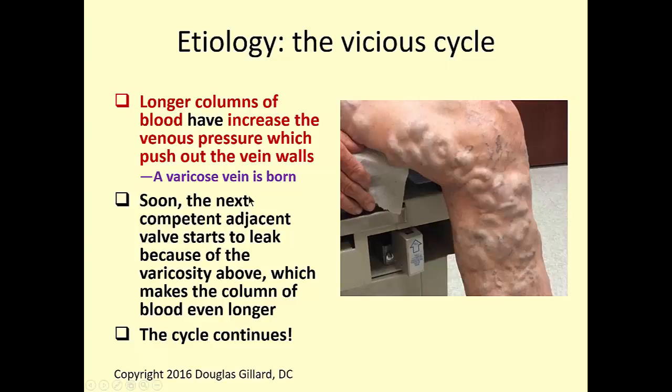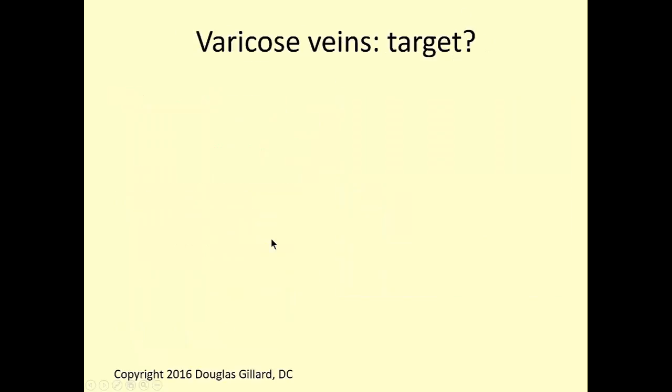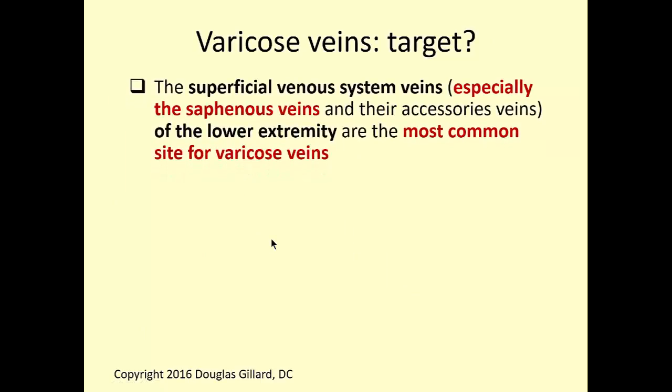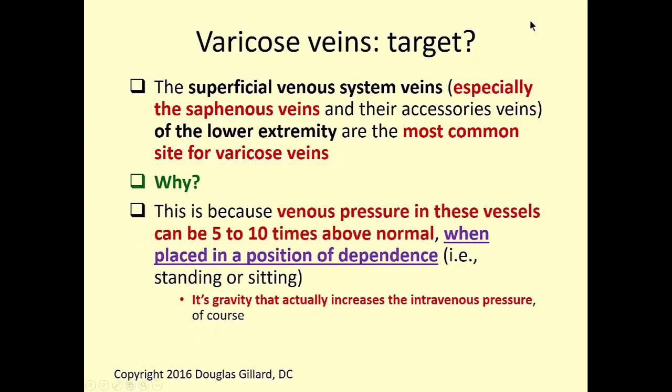Okay, everything we said right there. Target? Who's the target of varicose veins? Well, the superficial venous system, especially the saphenous vein and the accessory veins. What are accessory veins? Those are the veins that come off the saphenous system of the lower extremities. So these are the most common site for varicose veins. Why are they the target? Well, because the venous pressure in these vessels, as more and more compartments become involved, can rise to even 10 times above normal. And putting them in the position of dependence, what's that mean? A position of dependence means sitting or standing, right? Now you've got gravity coming in and making the situation even worse.